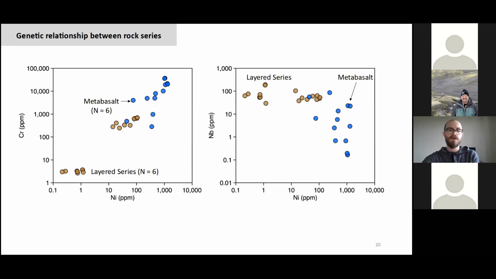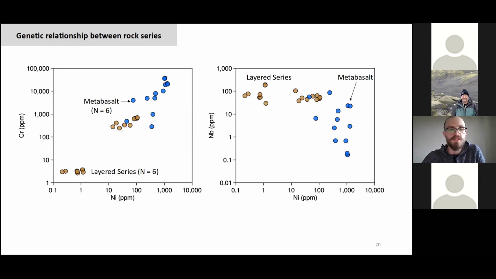So here we have two binary diagrams looking at the concentrations of nickel, chromium, and niobium in oxides hosted in the layered series in brown and metabasalts in blue. Now, just as a refresher here, nickel and chromium behave compatibly into magnetite, whereas niobium behaves incompatibly. So looking first just at layered series and metabasalts, we can see that the oxides in the layered series have lower concentrations of compatible elements and higher concentrations of incompatible elements compared to the metabasalts.